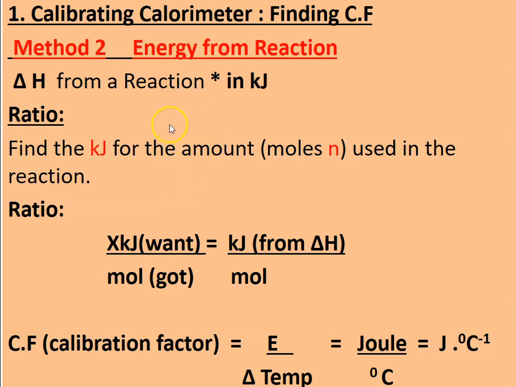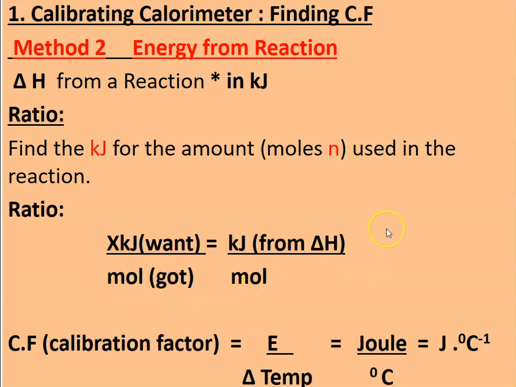Okay, the other way we can measure our calibration factor, calculate it, is if we did a reaction in the container and our change in H for the reaction is how many kilojoules would be produced. So if we know how many kilojoules for a mole from change in H from a combustion reaction or from the energy in data booklet, or you're given the amount of kilojoules per mole from a reaction, then we can work out the amount of kilojoules for the certain number of moles that we would have used.